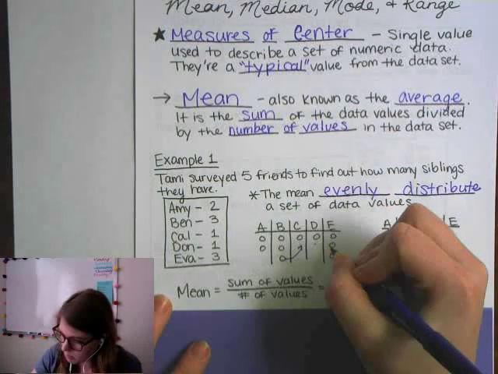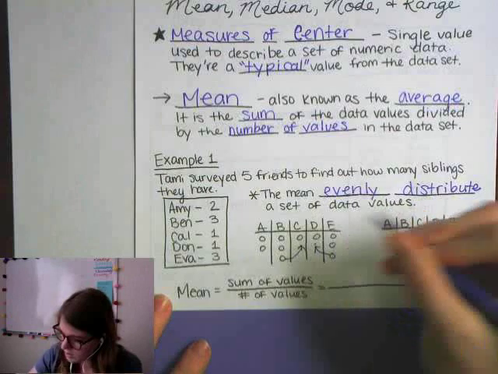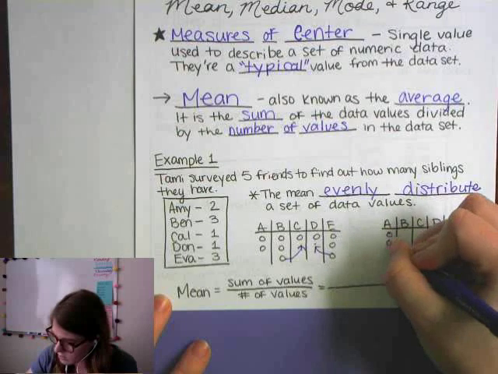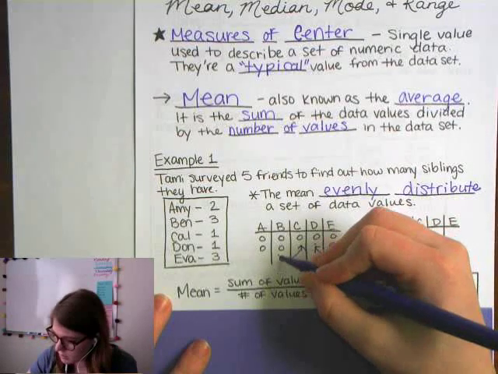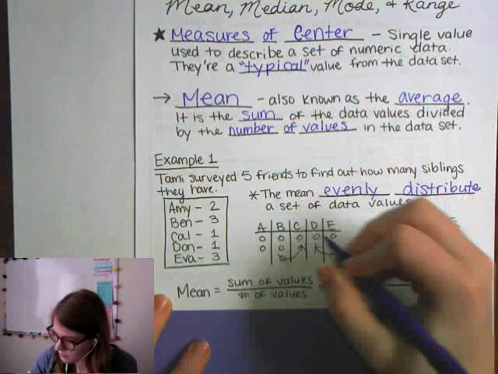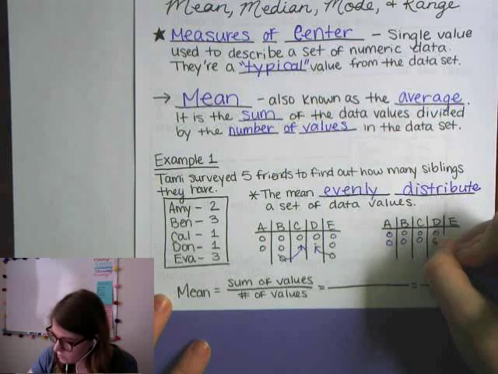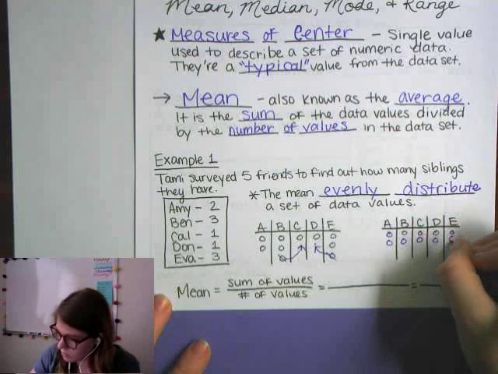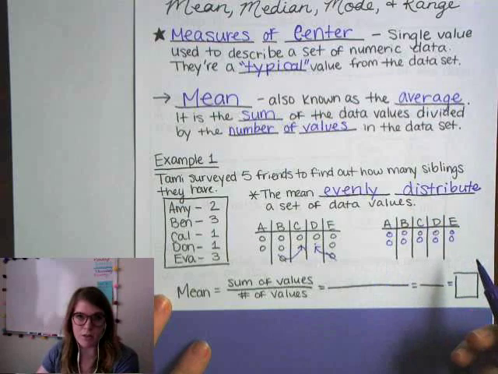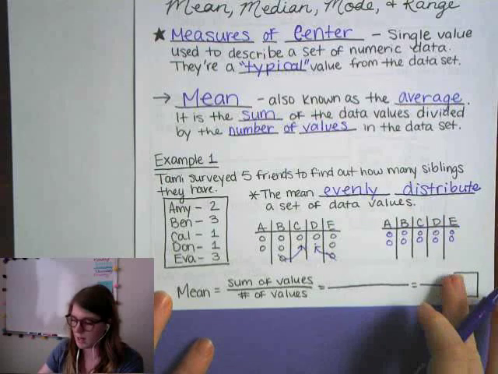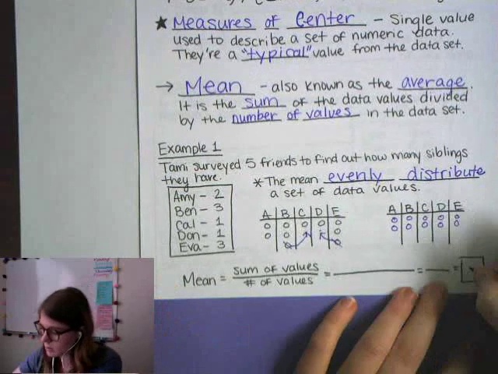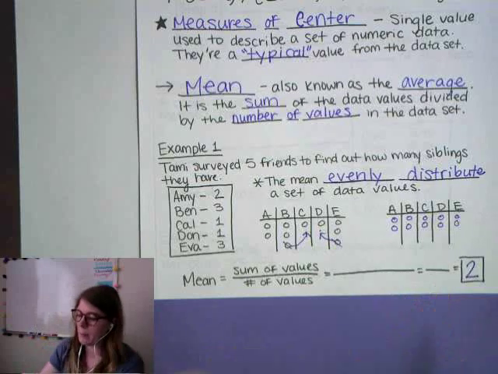So maybe if I move those there, let's see what that looks like. So then Amy would have 2, Ben would have 2, Cal would now have 2, Dawn would now have 2, and then Eva would have 2. And so now they all have the same. We've taken those values and we've distributed them back out evenly. So our mean is going to be 2.